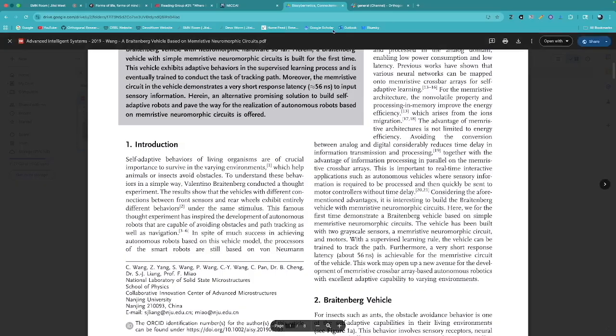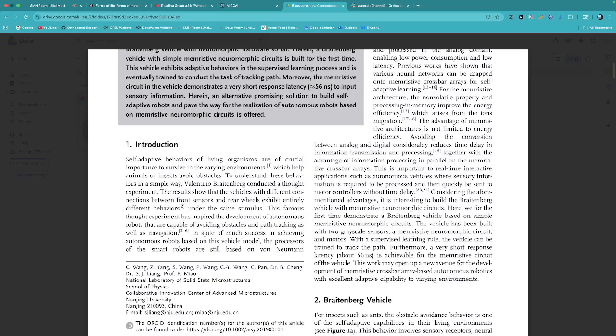This is why they cited the very short response latency in the abstract, because it's basically not doing that step of converting the signal. Considering the aforementioned advantages, it is interesting to build the Braitenberg vehicle with memristive neuromorphic circuits. And so here, for the first time, they build a Braitenberg vehicle based on a very simple memristive neuromorphic circuit, which is 2 grayscale sensors, a memristive neuromorphic circuit in the middle, and then motors, which drive the wheels.